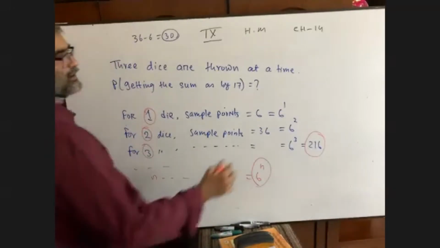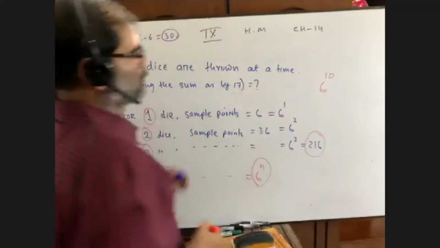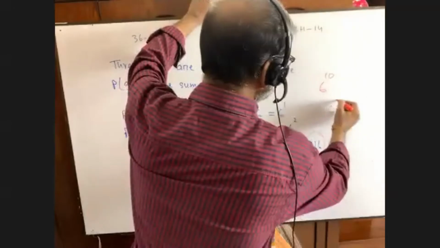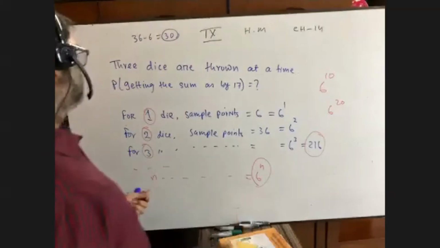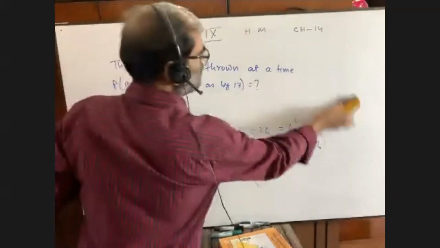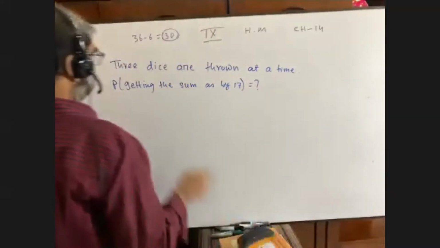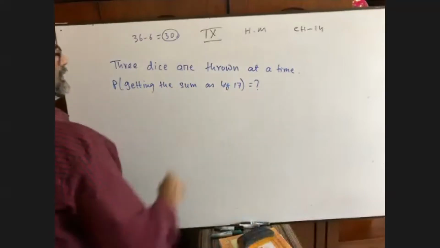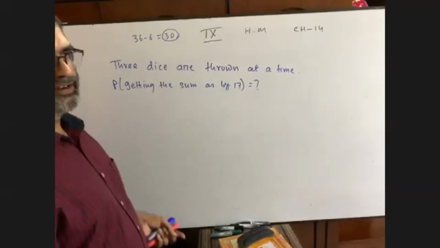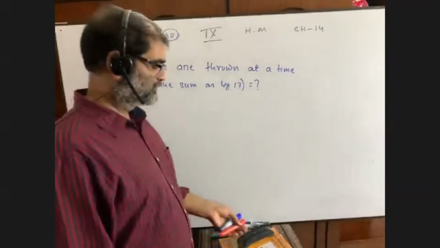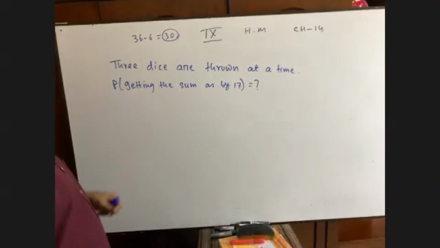For 10 dice thrown at a time, we will get 6 to the power 10. If 20 are thrown, we will get 6 to the power 20. I think you have got me right. So what we are going to tell you is, please try to understand. Probability of getting the sum as 17, it is not required to build the sample space. Without building the sample space, we can easily find it. 17. Can you let me know what is the answer?